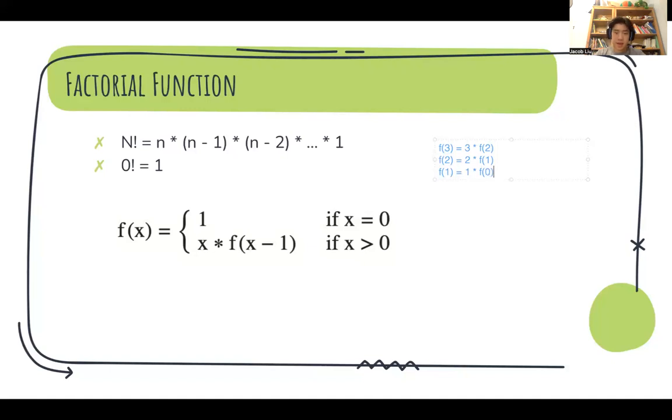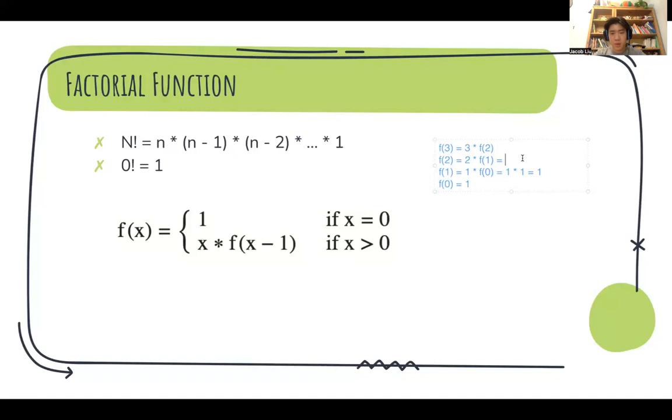Now you can see that f of 0, x is 0, x being the thing in between the parentheses. F of 0, if x is 0, then the answer is 1. So now we have to go back. We found f of 0, now we can find f of 1. F of 1 is 1 times f of 0, which is 1 times 1, which equals 1.